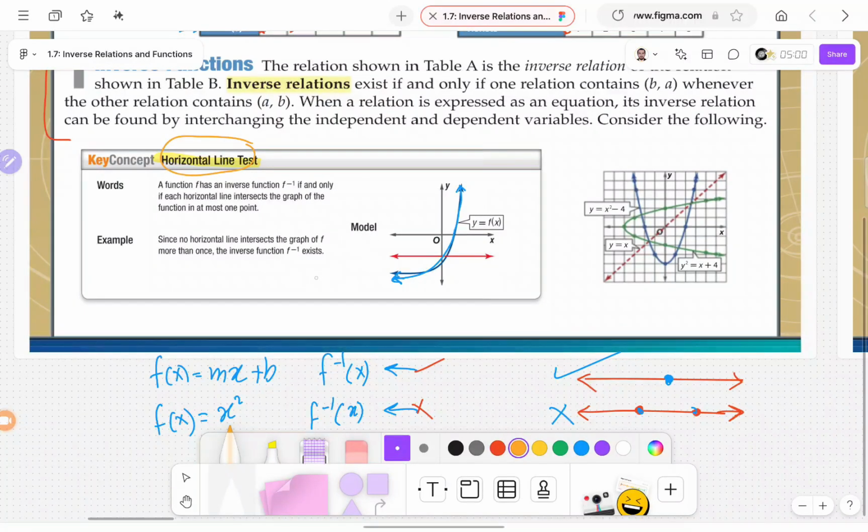So how can you apply the horizontal line test? You use your pencil or the pen that you have. Just put this pencil here like this one, and move your pencil. Just do it like this.